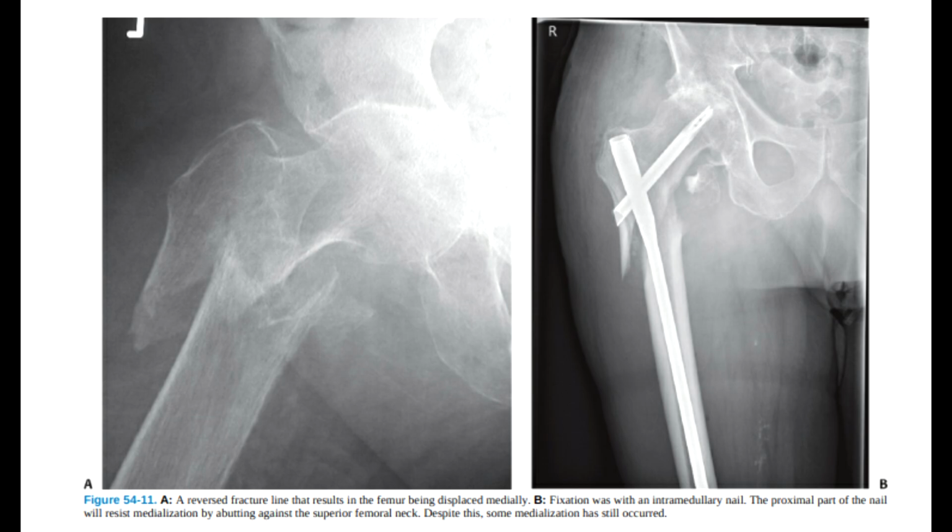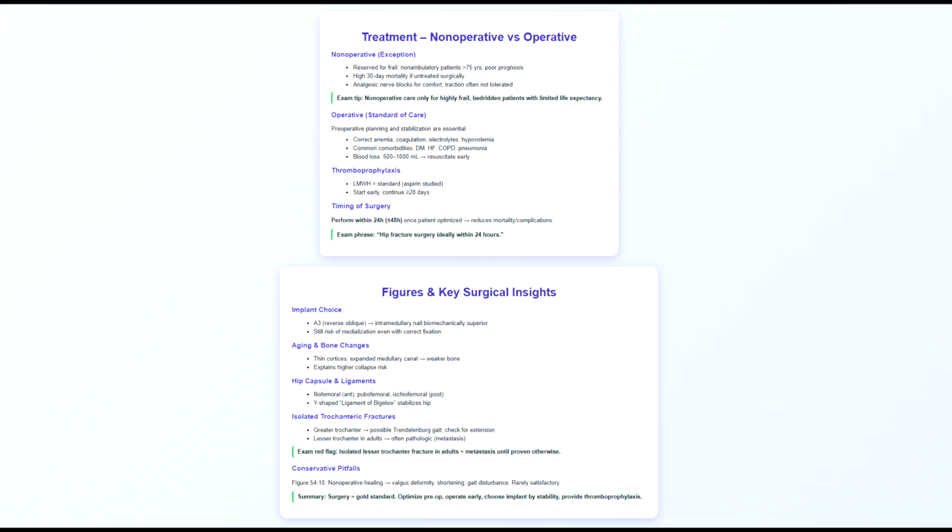In figure 54.11B, fixation has been performed with an intramedullary nail. Notice how the proximal part of the nail abuts against the superior femoral neck to resist medialization. Still, some degree of medialization has occurred, which is a known complication even after proper fixation. For exams, always remember, intramedullary nails are biomechanically superior for unstable patterns like reverse oblique fractures, but medialization can still occur.